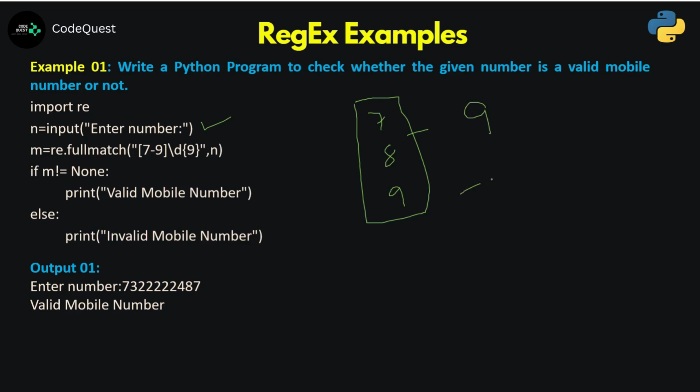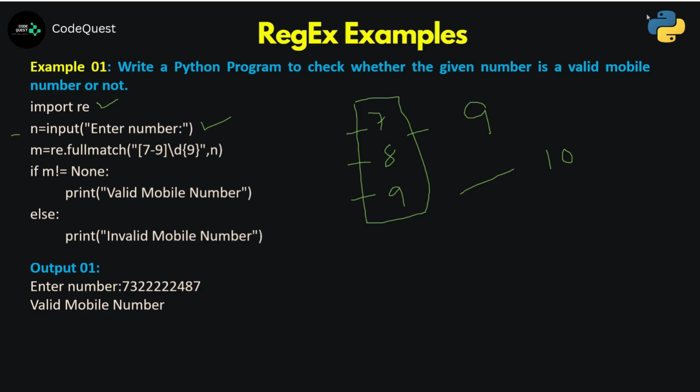So the total digits should be 10, but my mobile number should begin with either 7 or 8 or 9. If I have a mobile number which does not begin with any of these, then I should get a message saying this is an invalid mobile number. To get this done, first of all, as usual, we need to import the RE module. Next, here we are trying to input a number.